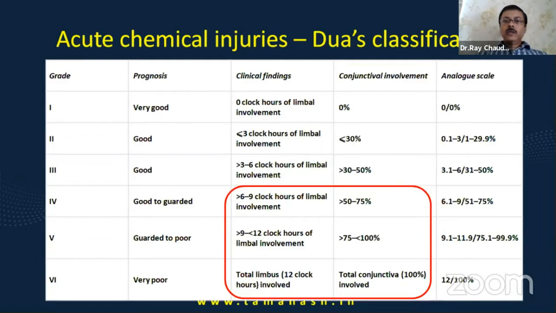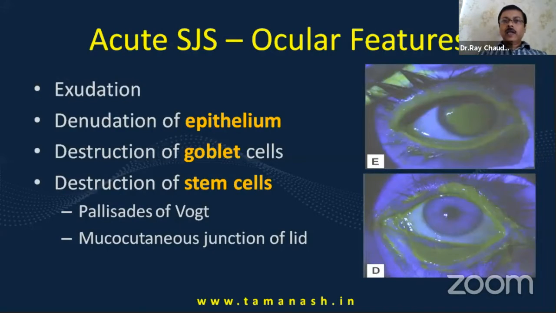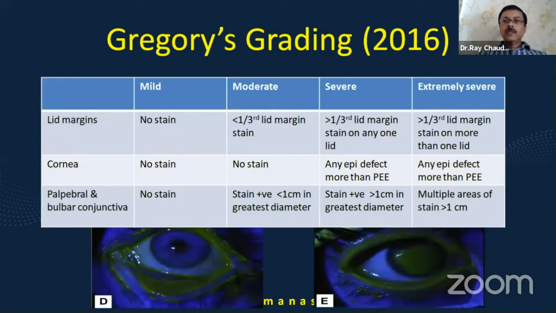So we know that amniotic membrane transplantation is particularly useful in grade 4, 5, and 6 of chemical burns according to Dua's classification. And in acute SJS, we know that there is a war on the ocular surface. So everything is damaged: epithelium, goblet cells, stem cells. And as per the grading of Darren Gregory, severe and extremely severe cases benefit from amniotic membrane transplantation if it is done within 48 hours.